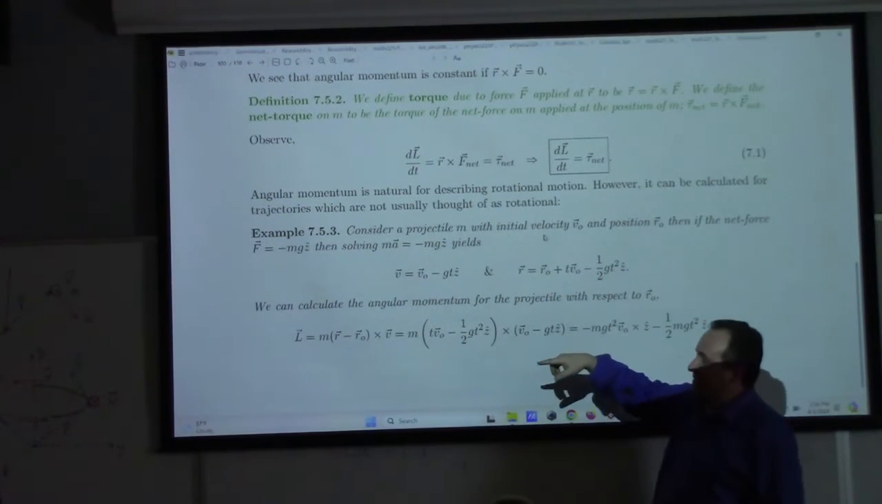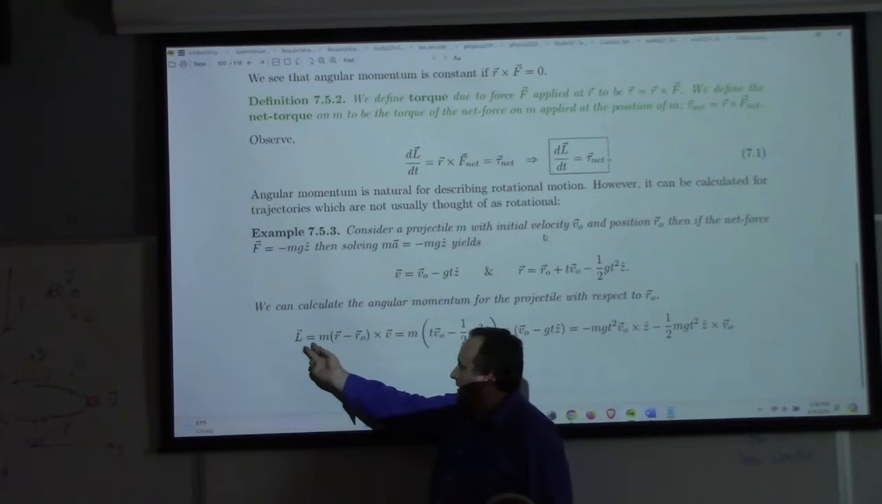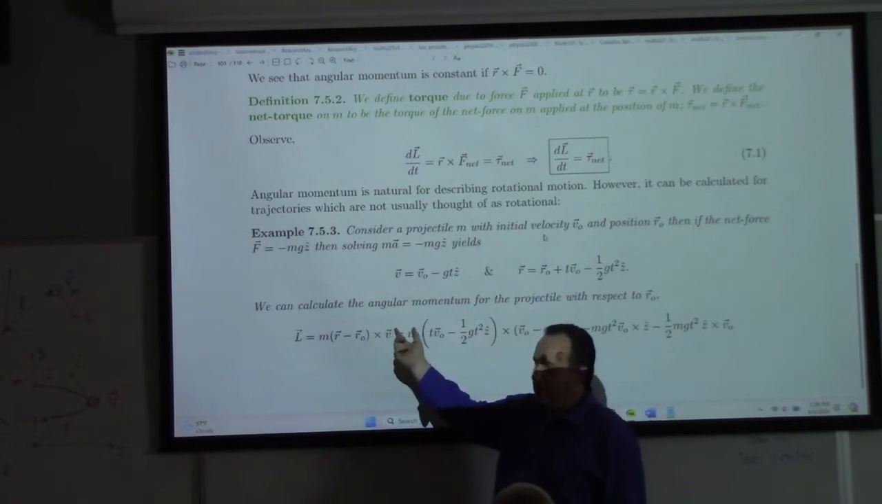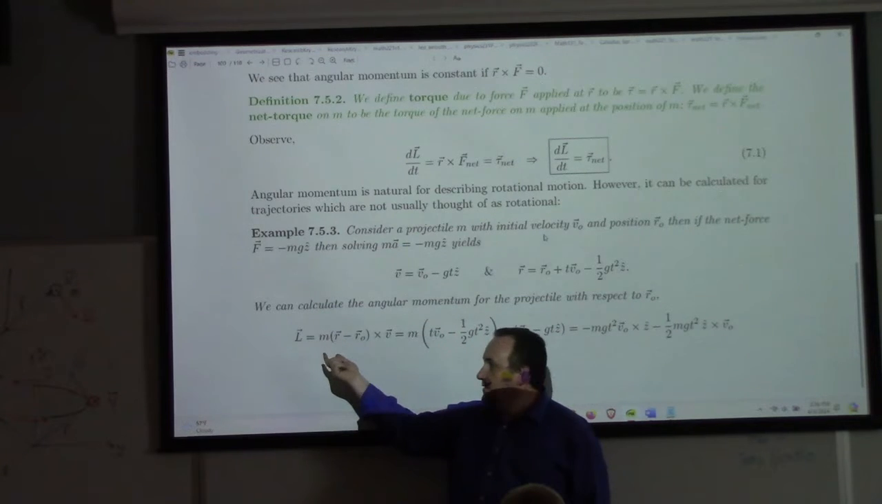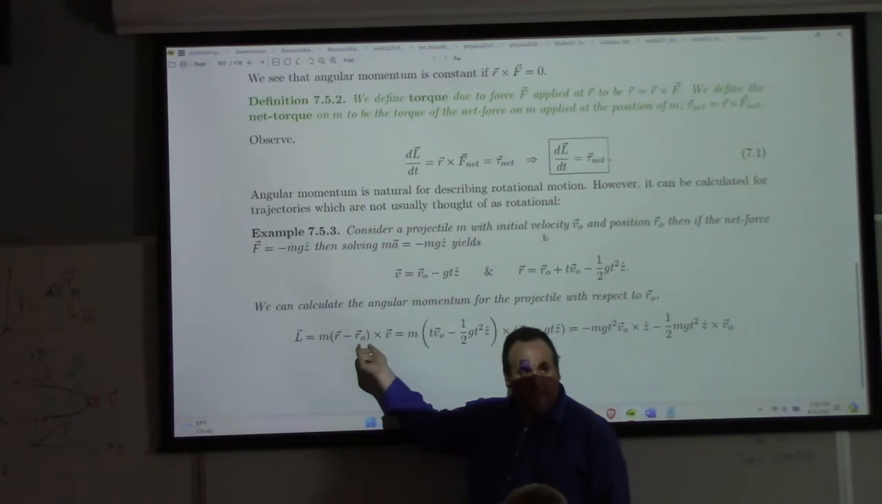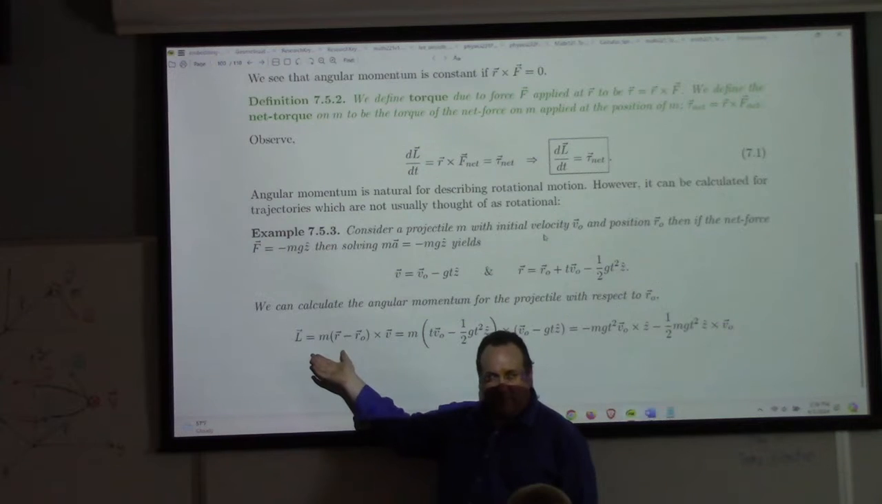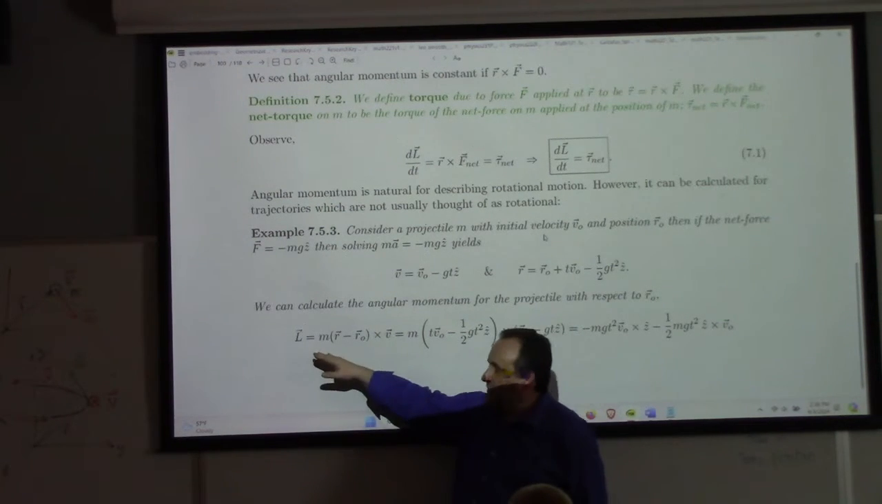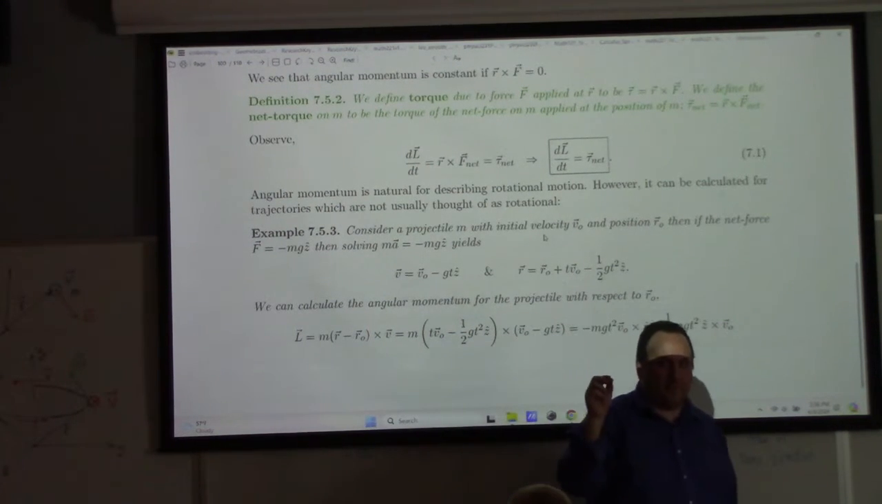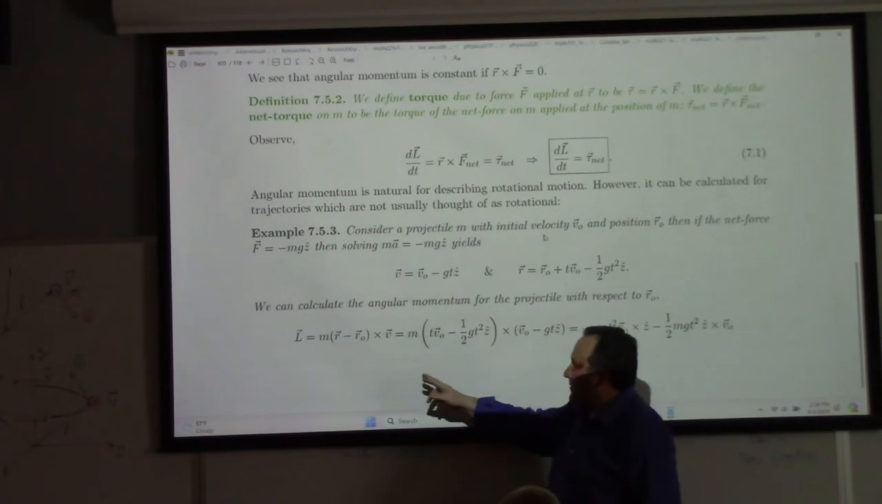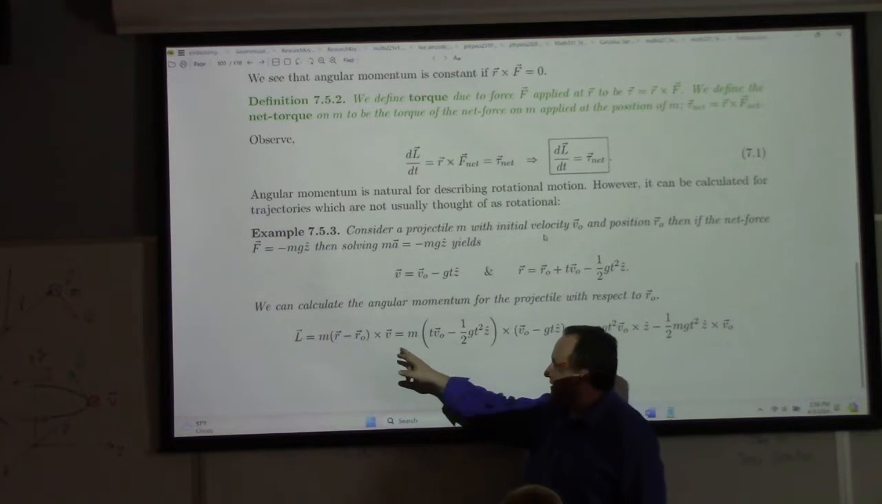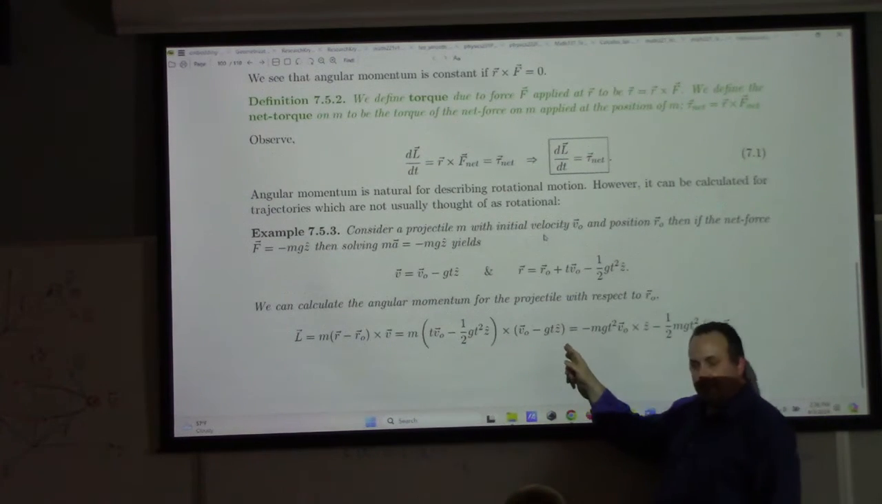So my angular momentum is, and I'm going to make things simpler, I'm going to choose my origin for the angular momentum to be r naught itself. So r minus r naught gives me the coordinate with respect to the origin being r naught. All right? So that just makes this calculation a little bit simpler. But I am calculating the angular momentum with respect to r naught as a pivot point, let's say, okay? So with respect to that, r minus r naught is this, and the velocity is that.